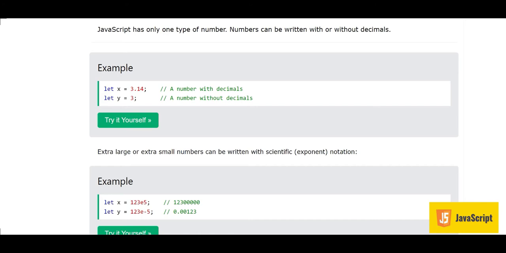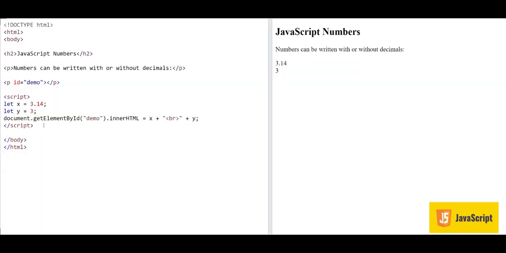Today I'm going to teach you JavaScript numbers. Right guys, JavaScript numbers, let's start. In the JavaScript programming language there is only one type of number. Numbers can be written with or without decimals. Like in this example you can see here we have this number 3 without decimal, and this 3.14 is a number with decimal. So let's look at this code.